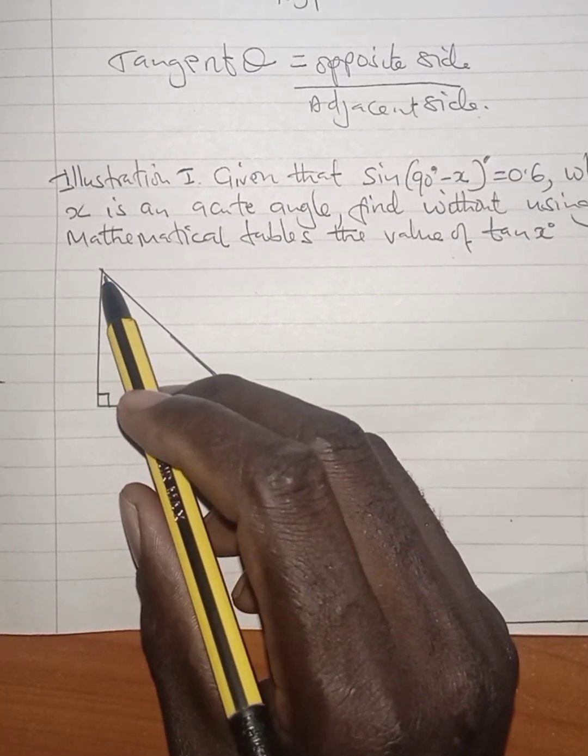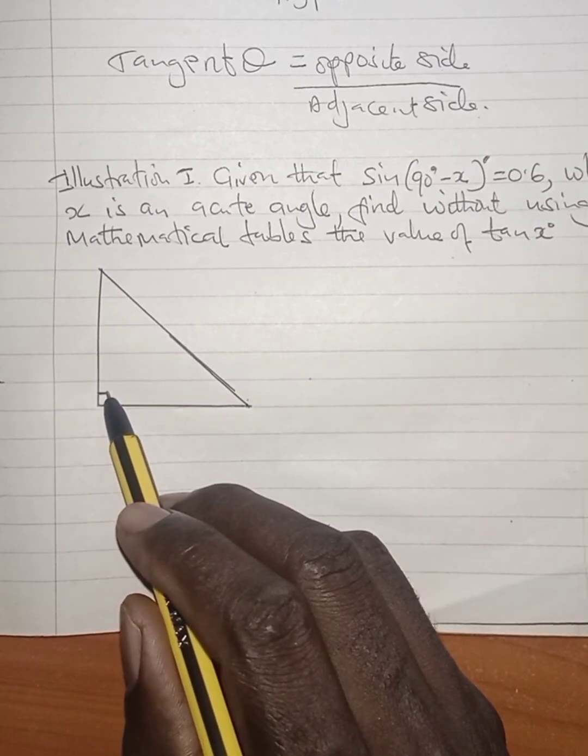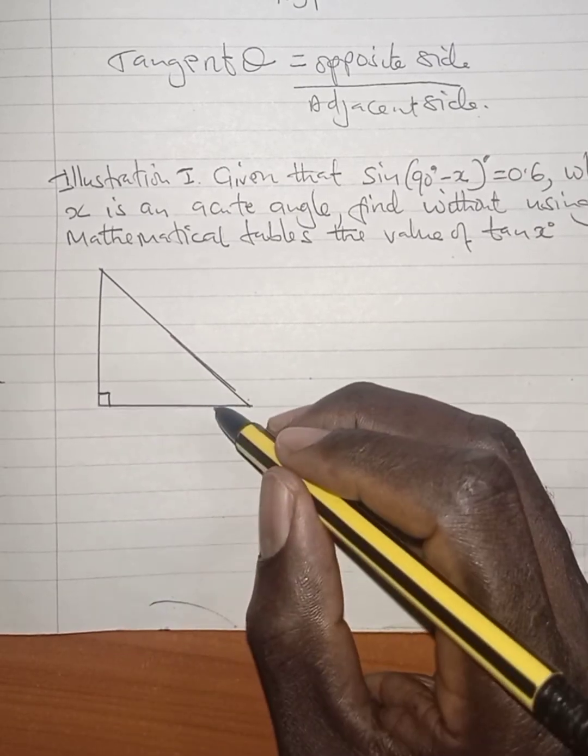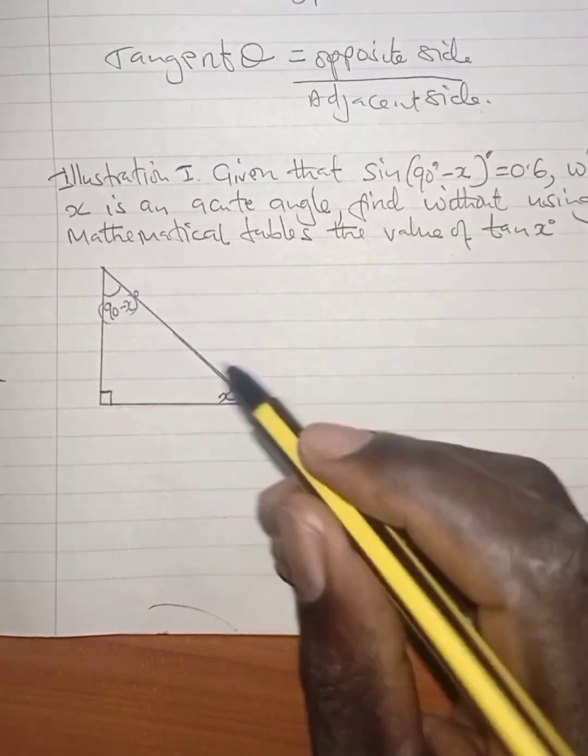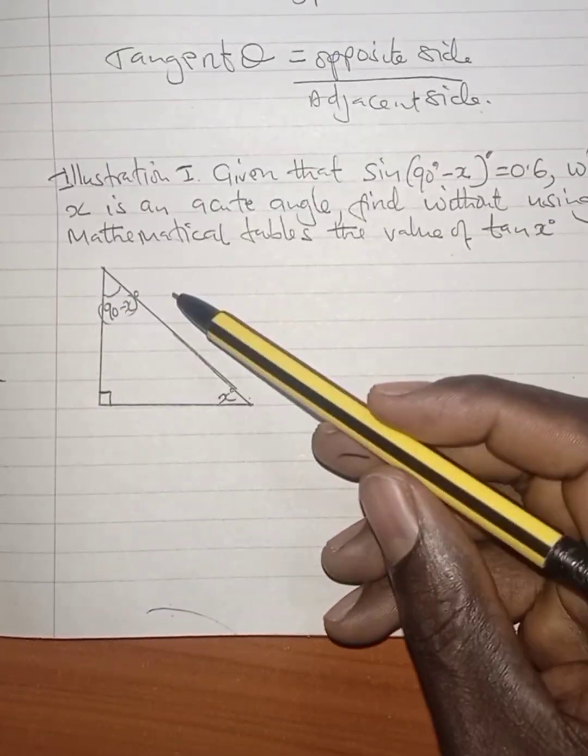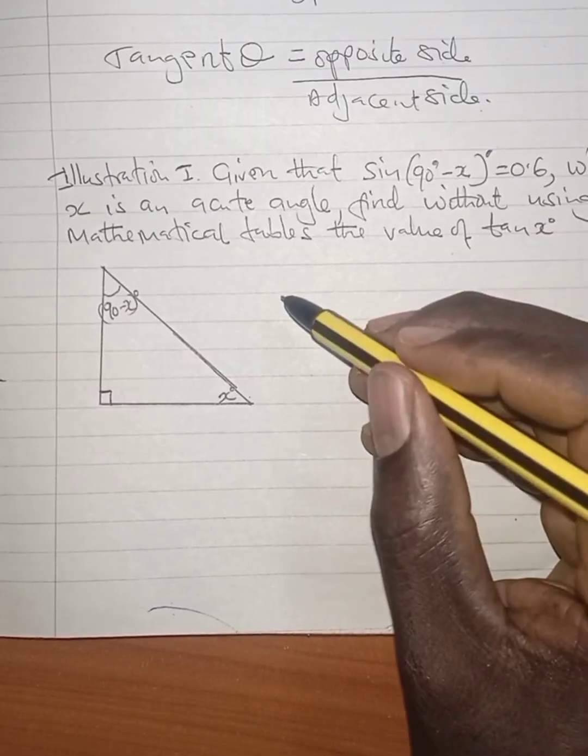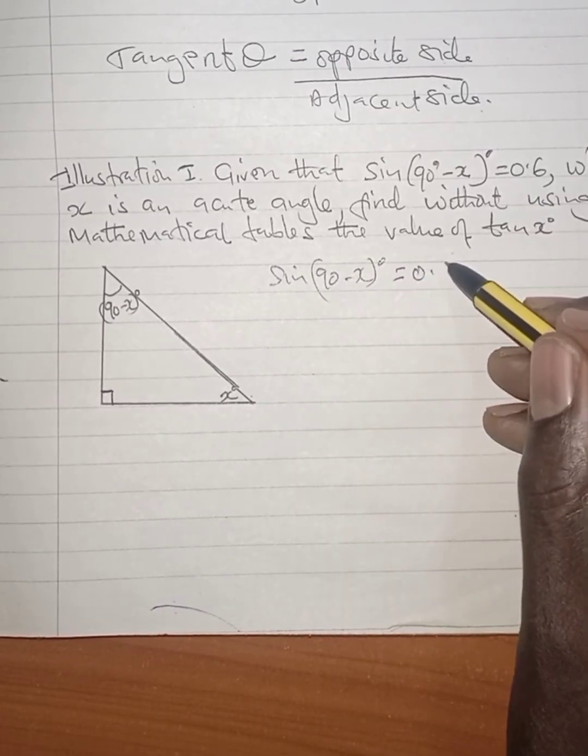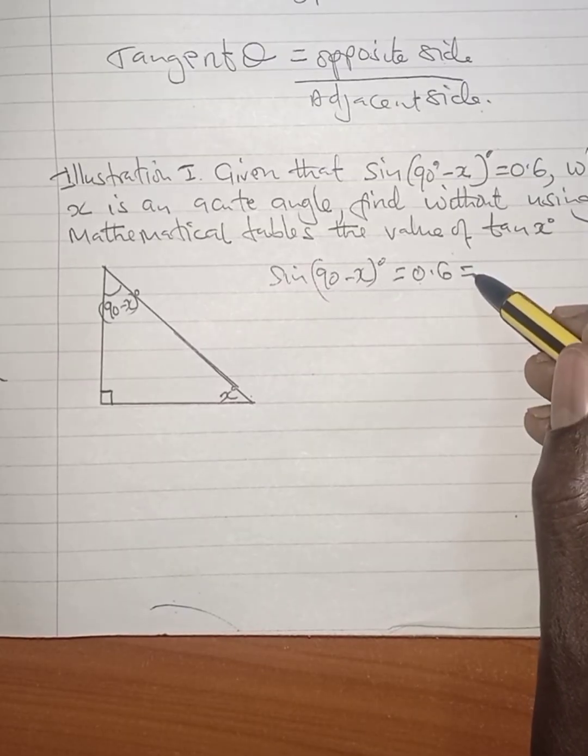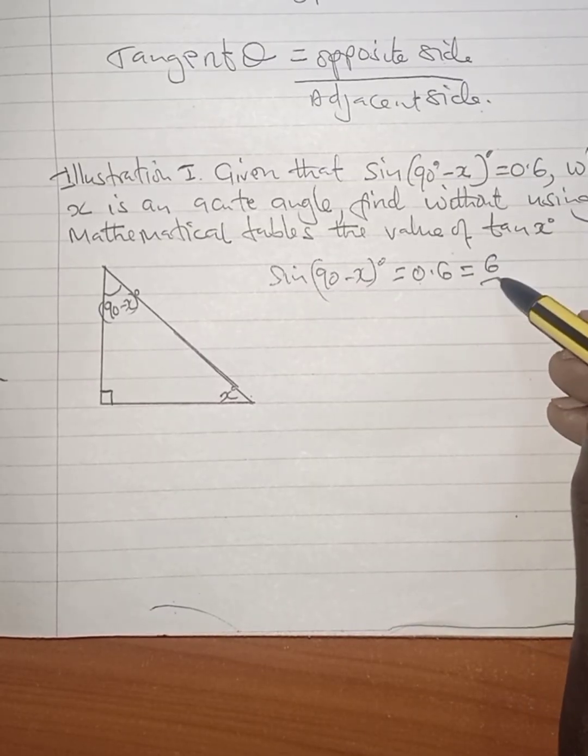If this triangle is a right angle triangle, this angle is 90. Now, if this angle is x degrees, definitely this angle must be 90 minus x degrees, because the remaining two angles must add up to 90 degrees. Now, sine of (90 minus x) degrees is equal to 0.6. If we write this 0.6 as a fraction, we get 6 over 10.